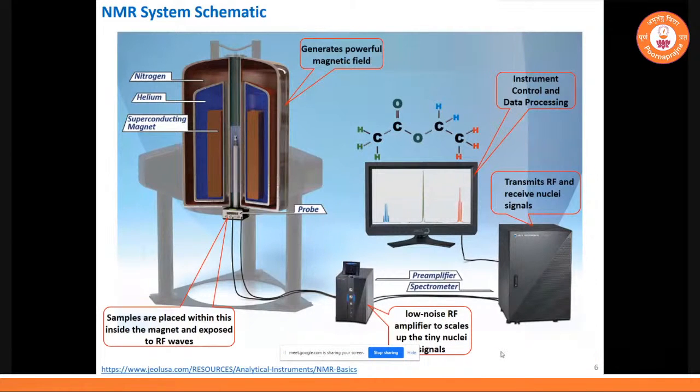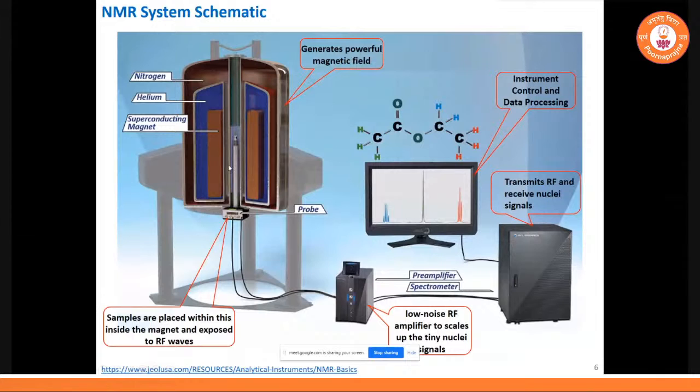So this is the NMR systematic schematic. That means if you enter an NMR lab, this is what you see. We have a magnet, and these are all superconducting magnets. And we have electronics and we have a data station. So what do we have inside this magnet? These are superconducting magnets. I will come to that later.